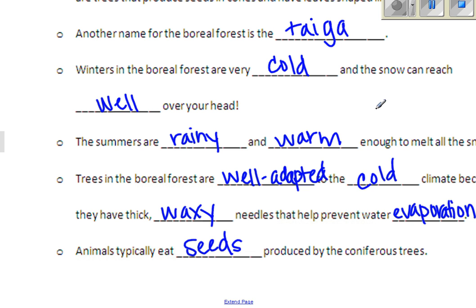So what do these coniferous trees look like? Well, you want to think of a Christmas tree. There's evergreen trees, okay, so like pines and firs and spruces. Those are all coniferous trees that have cones and needles. Okay, so that's what you would find in a boreal forest.